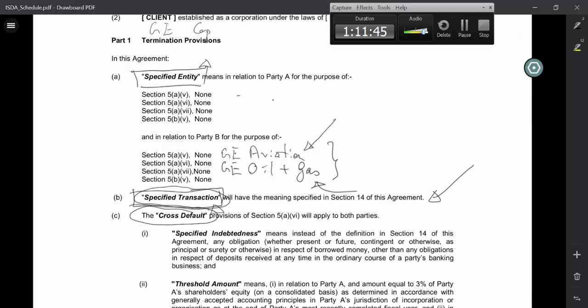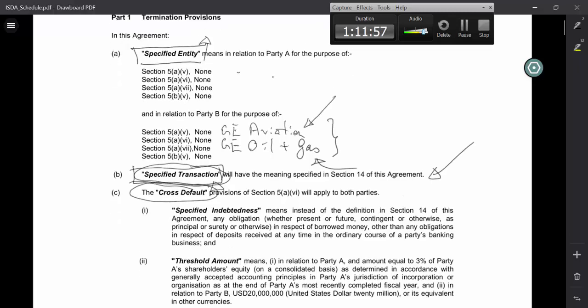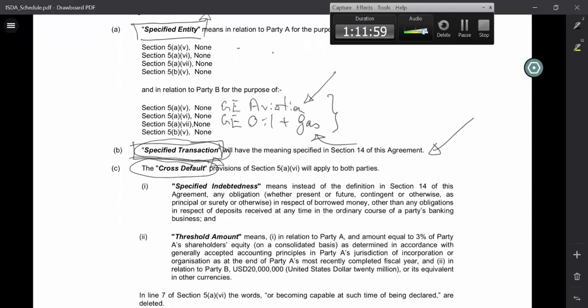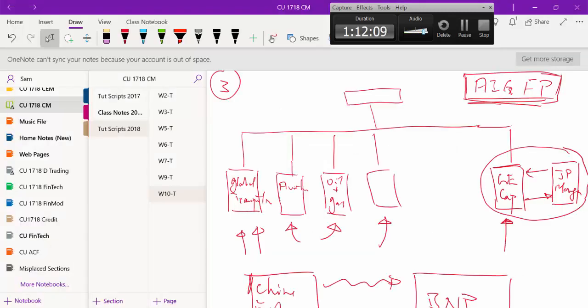If it's specified transaction, yes, you are right. Yeah, but some transactions can last for a long time. Now, cross default is a very, very interesting one. And if you want to become a fixed income professional, you must understand, who understands what cross default is?